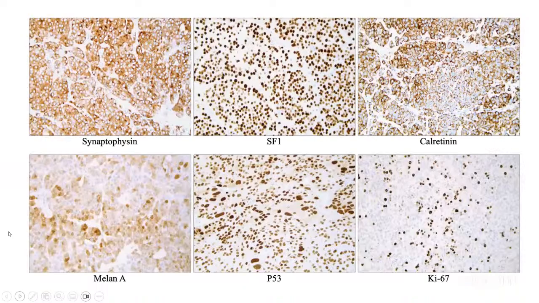So just to show you how this might look, this is an adrenocortical carcinoma with a diffuse expression of synaptophysin, SF1, calretinin, melan-A, and also p53, which I regularly use because this is a marker of underlying TP53 mutation. And you can also see the Ki67 labeling index was very high, which was also supportive of an ACC diagnosis.